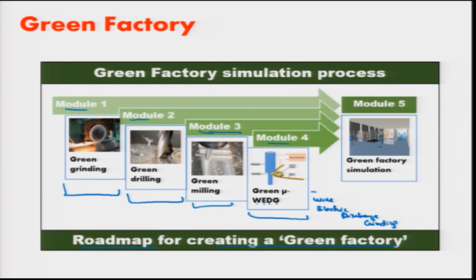Moreover, it is micro wire electric discharge grinding. Now, these four processes are optimized with respect to greenness. So they are made green individually, then these unit processes are taken into a factory and simulated, and this simulation is known as green factory simulation, because the inputs coming here are the green processes. So this is the roadmap for creating a green factory.